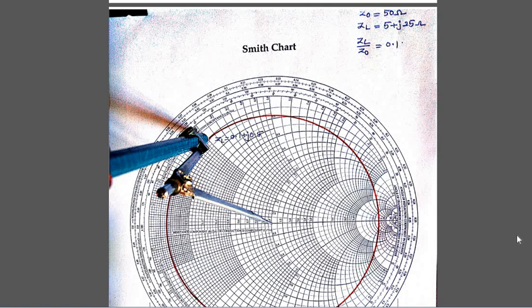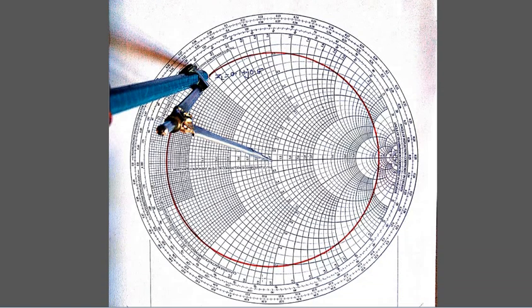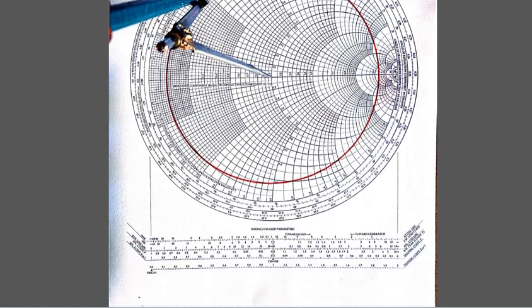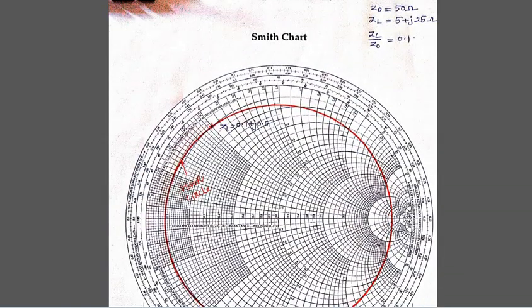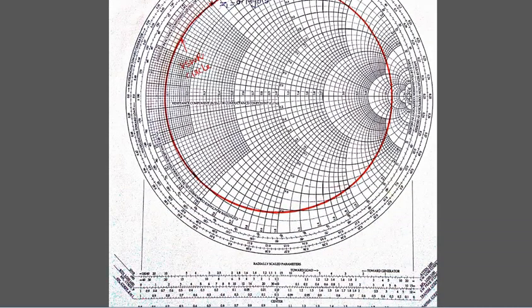That circle is nothing but the VSWR circle. This entire circle we call the VSWR circle. If you know the load impedance on the Smith chart, we can draw the VSWR circle, as we had drawn. See, this is the VSWR. Then with that VSWR circle, this line is going to be extended.